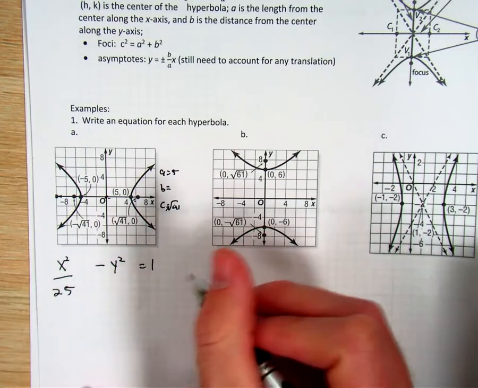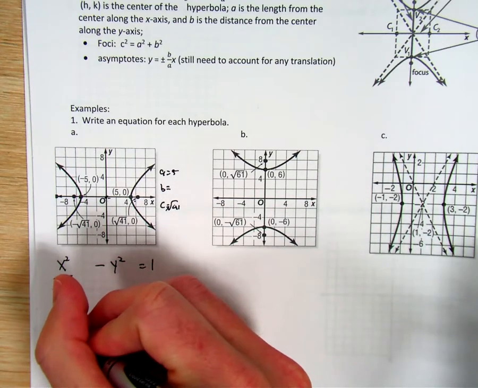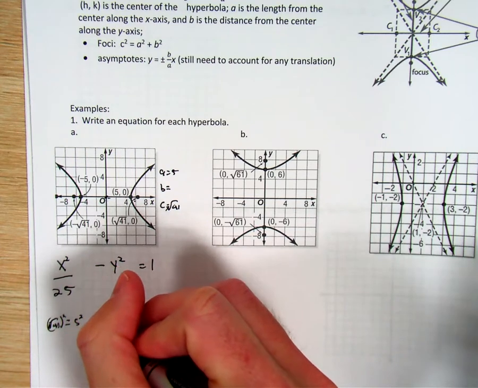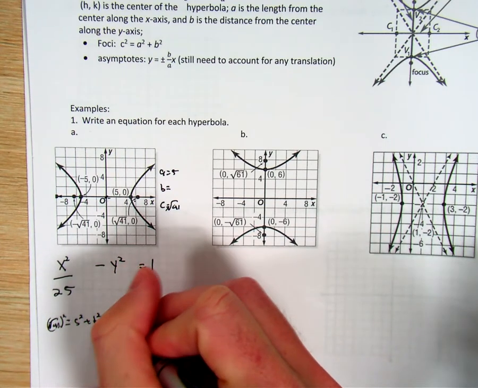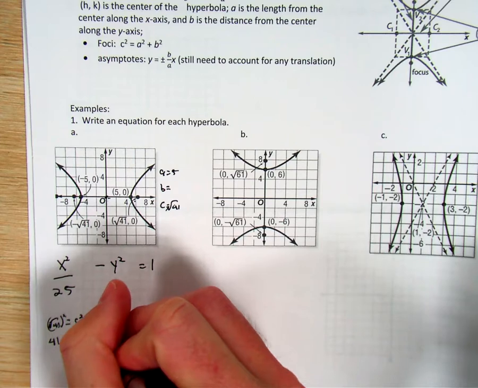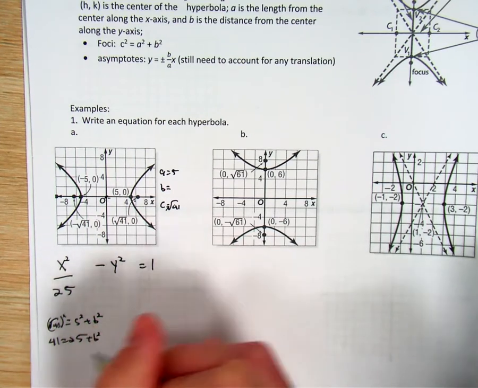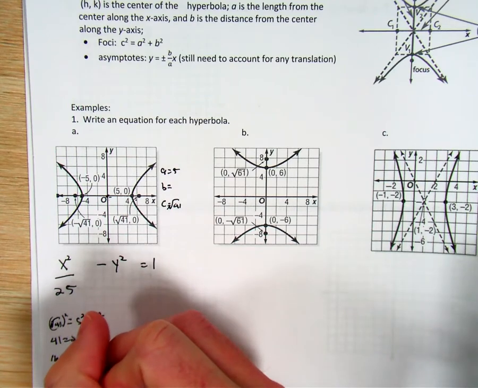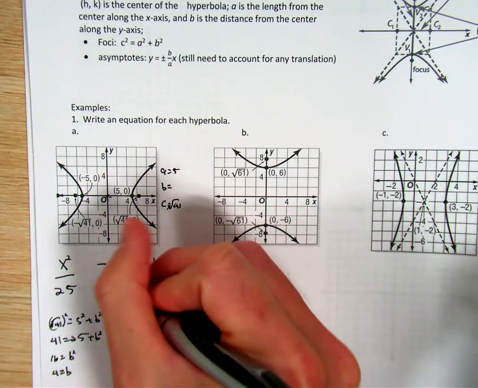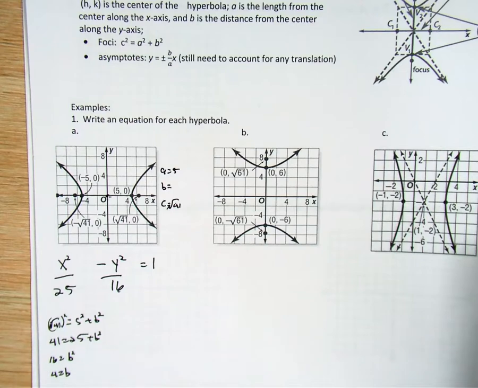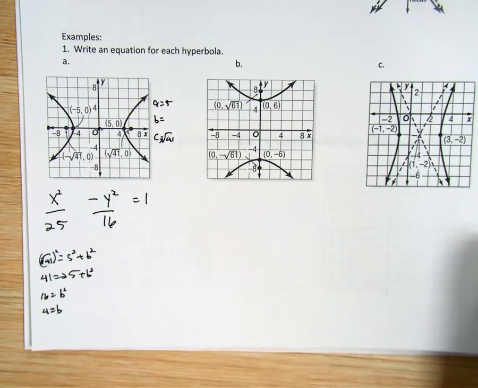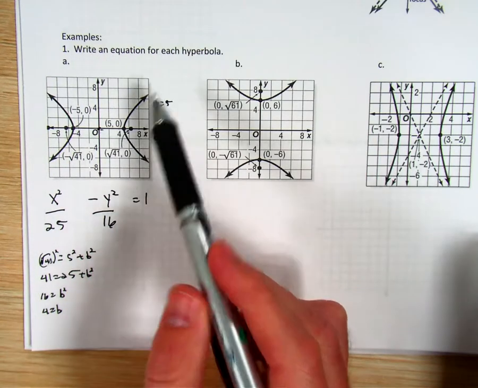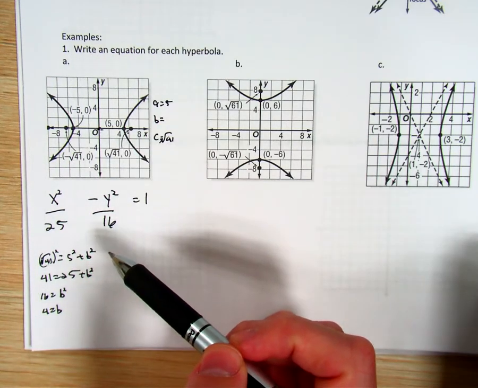So let's find that out. What is b? We have the square root of 41 squared equals 5 squared plus b squared. So b squared is 16, so that makes 4 equal to b. So we're going to put 16 there. That's all we needed to answer this question, an equation for the hyperbola.